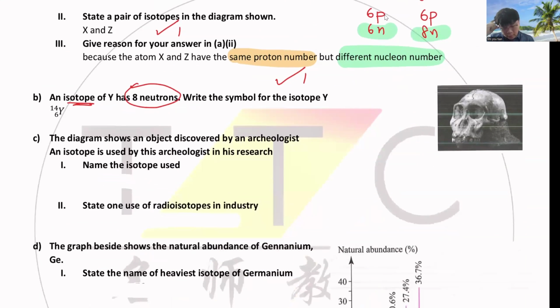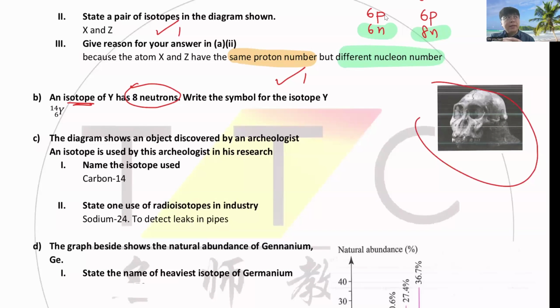Okay. Then you ask the uses of the isotope. One of the uses of isotope is carbon 14. Carbon 14 is used to determine the age of a fossil, meaning those things that died already. They'll be buried under the soil, then after that you take it out. Then how do you know how long this person has died? You check the carbon 14 to know how long the person died. Then another use of the isotope is sodium 24.